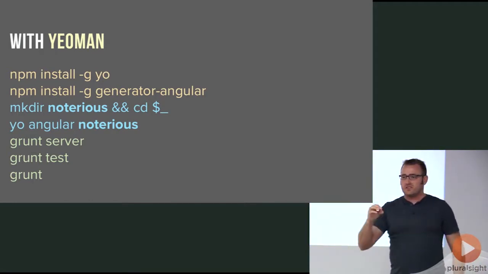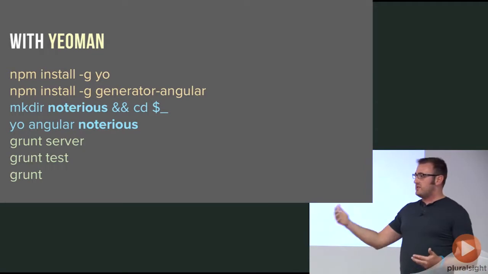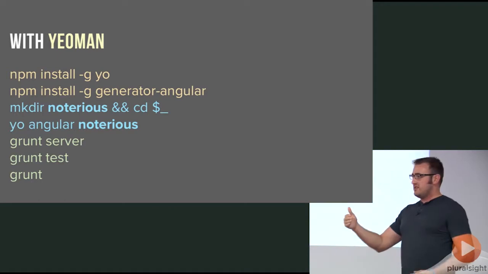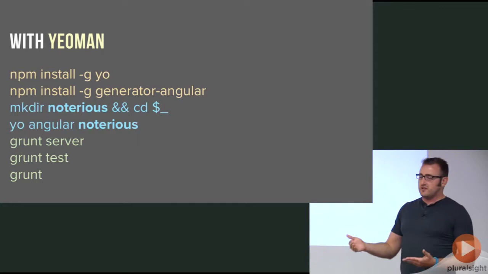From there, if you want to see it, it's grunt server. It comes with Node. It'll spin it up, and you can see it right out of the gates. If you want to run your tests, it's grunt test. And if you want to do a production build, it's grunt.